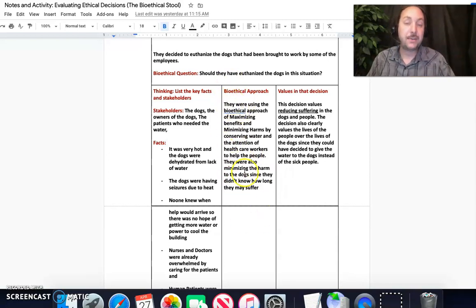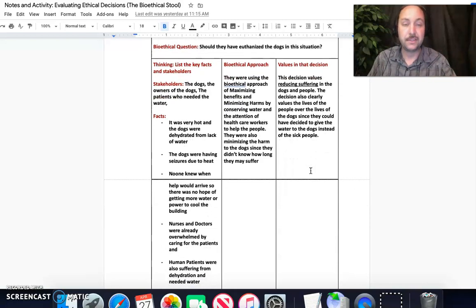And then explain how you know, right? And then finally, what values are being used. And again, go back to week 1. Look for those major bioethical values as you identify the values in their decision.